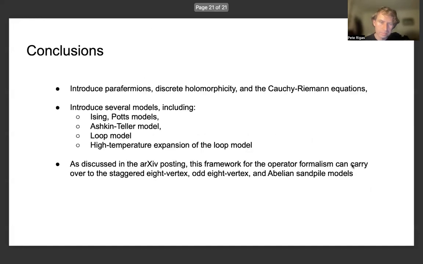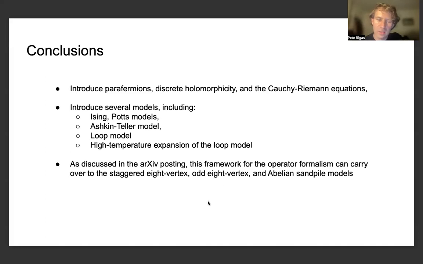and even how it can be carried over to the 8 vertex, the odd 8 vertex, the staggered 8 vertex, and the Abelian-Sampow. So the conclusion is that we introduced parafermions, discrete holomorphicity and the Cauchy-Riemann equations, and we introduced several models, namely the Ising and Potts models, the Ashkin-Teller model, the loop O(n) model, and the high temperature expansion of the loop O(n) model, which we looked at under a certain range of parameters to degenerate to the O(1) model, so that we can form a connection and a coupling between the O(1) model and the Ising model. And as discussed in the arXiv posting that I recently made on this topic, which I'm going to include in the link in the bio, this framework for the operator formalism can carry over to the staggered 8 vertex, odd 8 vertex, and the Abelian-Sampows.